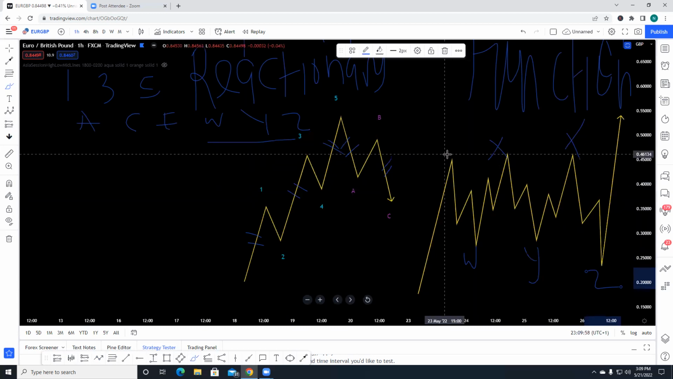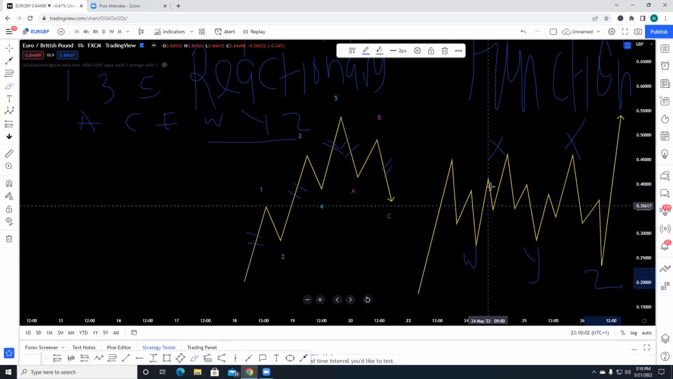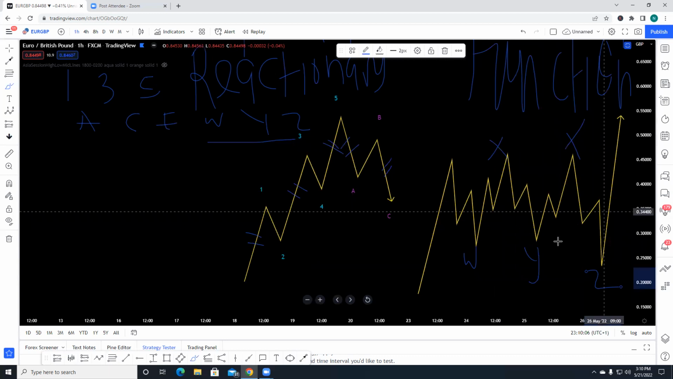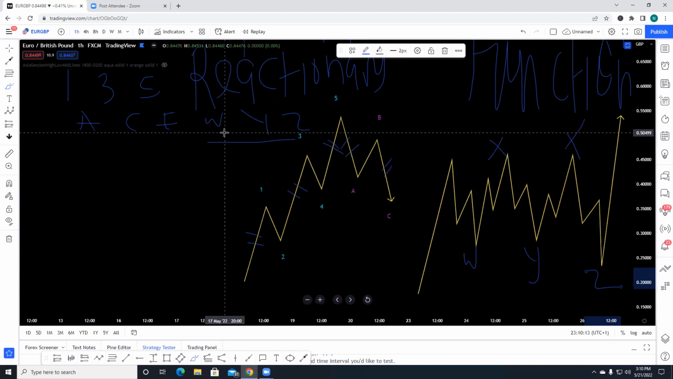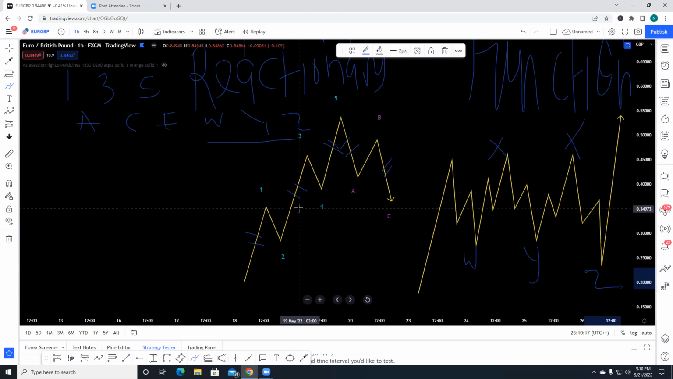Look at it, W, can you see? Okay, all these X, they are connectors, then Y, then Z. All these X, they are what? They are connectors. So can you see it now that all the actionary waves are the ones that are proceeding, okay, in the direction of the trend.